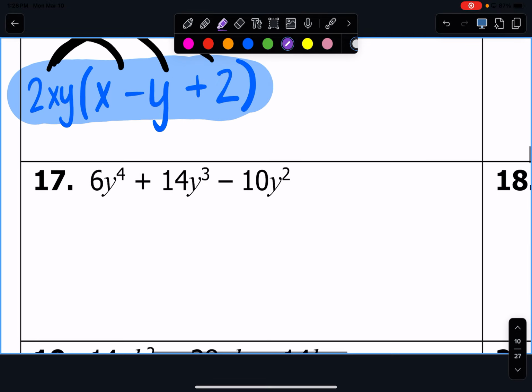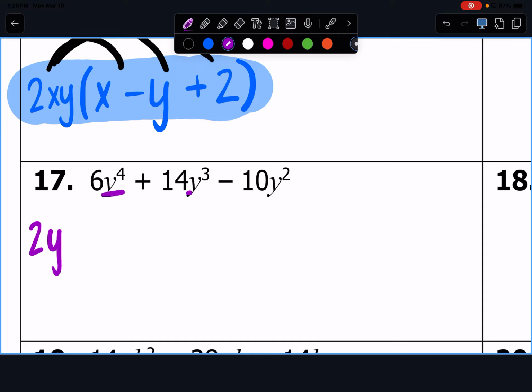All right, for number 17. What is our GCF for 17? 2y. Look at it. What's the smallest y we have? 2y squared, right? So what should I actually take out? 2y squared. Yep.